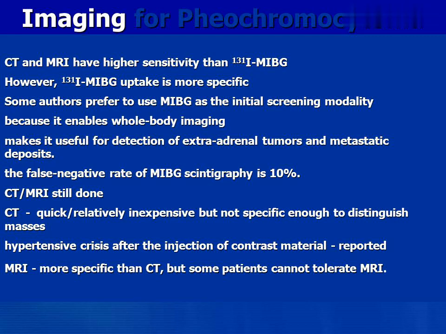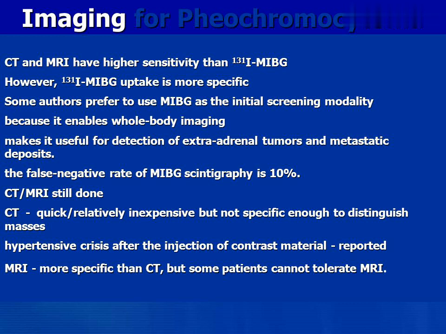CT and MRI have higher sensitivity than 131I-MIBG. However, 131I-MIBG uptake is more specific. Some authors prefer to use MIBG as the initial screening modality because it enables whole-body imaging, making it useful for detection of extra-adrenal tumors and metastatic deposits. The false negative rate of MIBG scintigraphy is 10%.